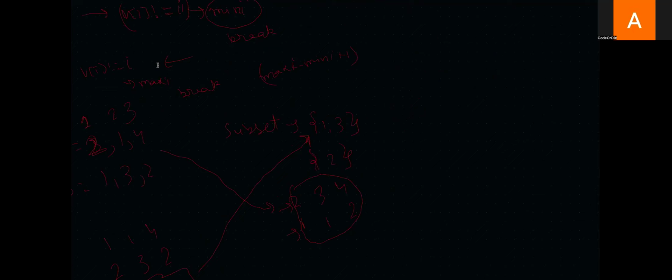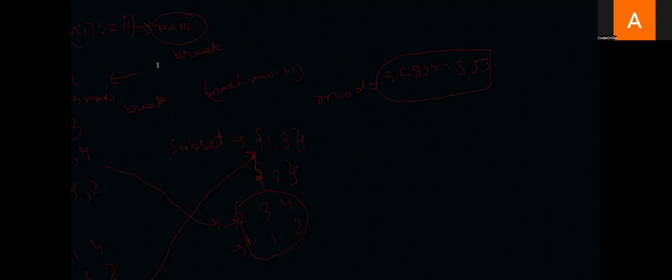Let me look at the question again. For each test case, print a single integer, which is the number of good subsets, taken modulo 998244353. It's not necessary to tell you this, you just have to take the modulo. And why is it asking to take the modulo? Because of course the answer could be a very big integer.